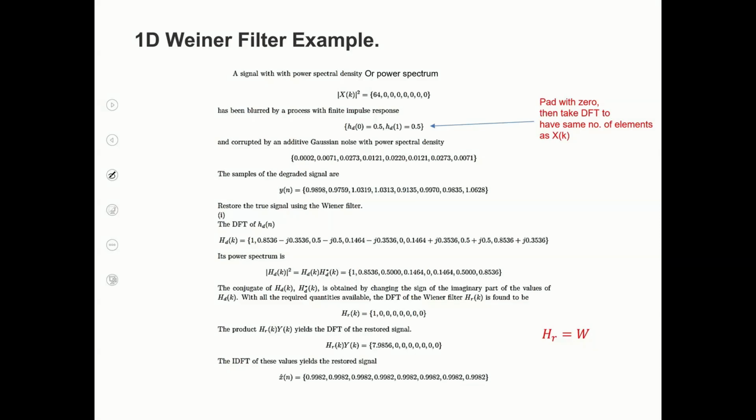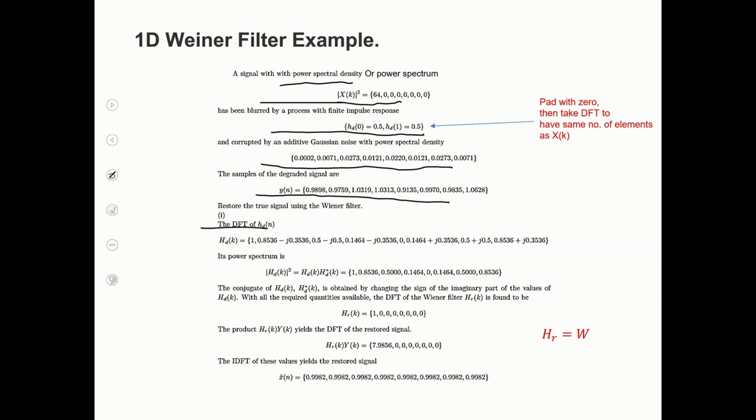So let's say here is given the power spectrum of the signal, a 1D signal. I have been given the impulse response, okay, and I have been given a power spectral density or power spectrum of the noise, okay, and I have been given the output after the correction in time. This is because it's a 1D signal, so it's in time, okay, for the samples.